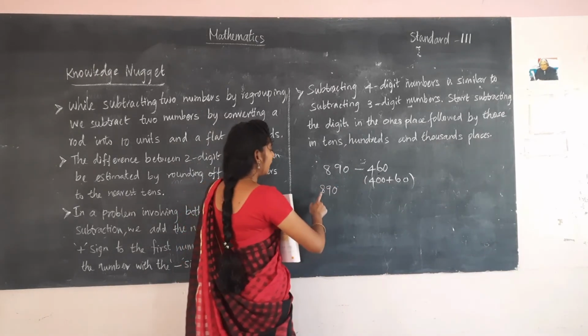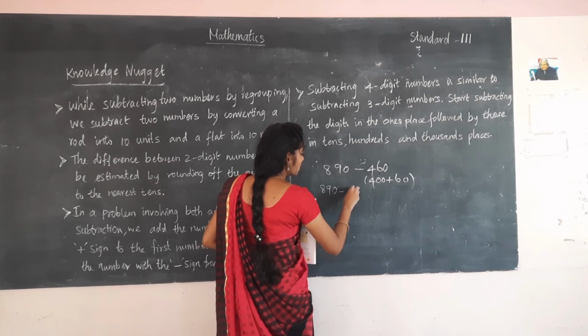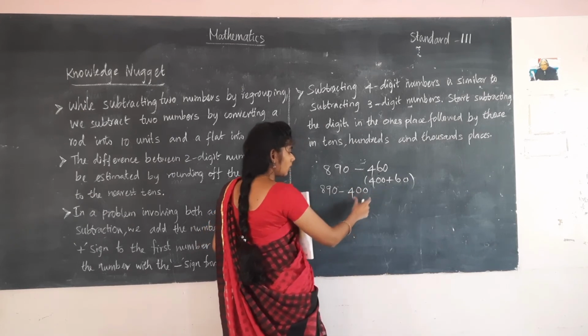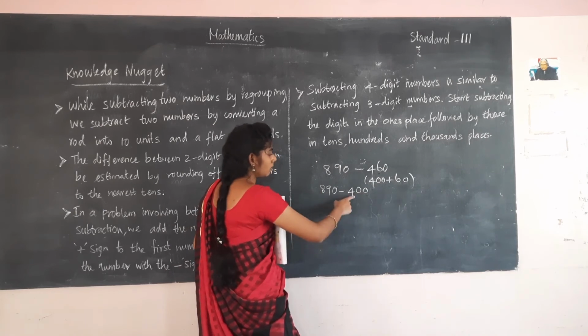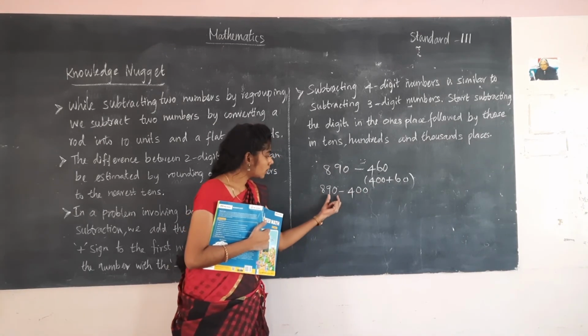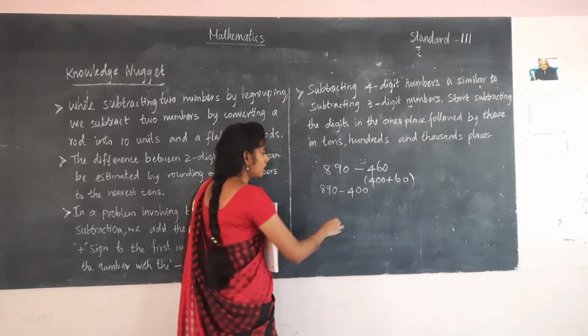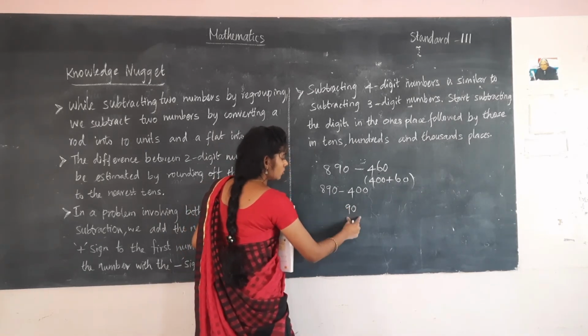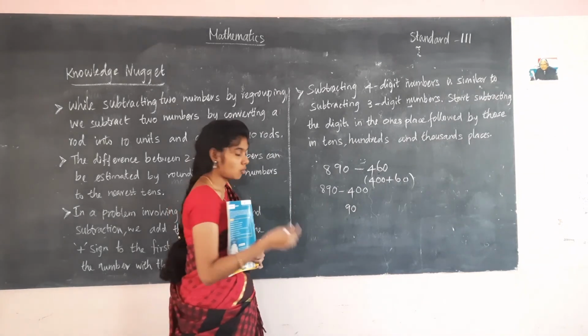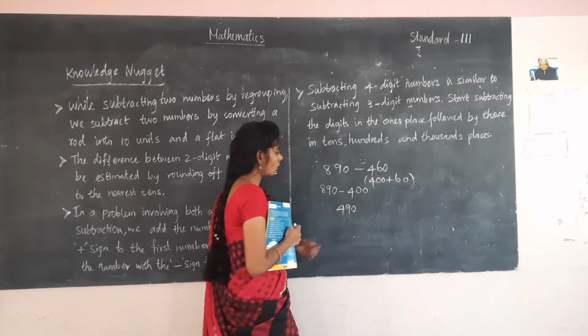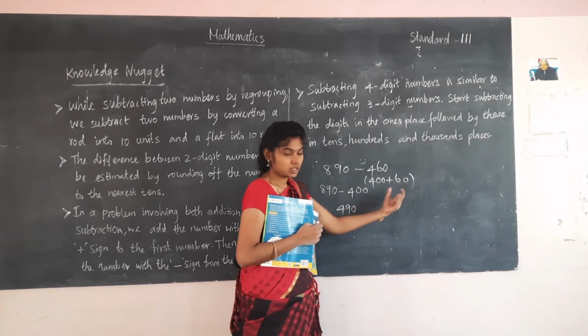So see here, 890, which is subtracted by 400 first. First you have to subtract the number 400. So 890 subtract 400 means 8 minus 4. Here there is 0 and the remaining two numbers will remain the same. So 90 will be the last two numbers. 8 minus 4 you will get as 4. So 490. So now you have to subtract this number 60 from this number.